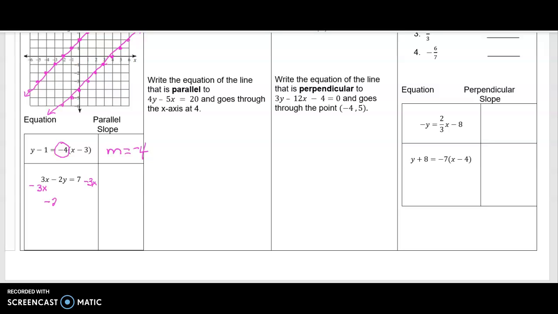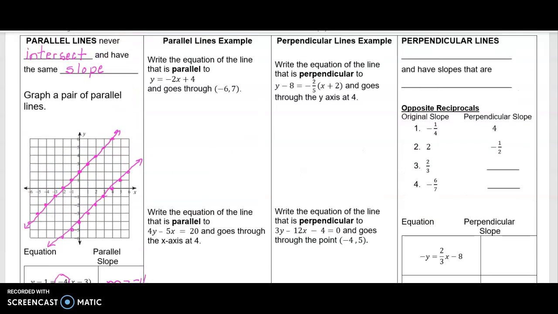So I have -2y to drop down, and on the right side, the -3x and the 7 are like oil and water. They don't mix. We'll divide everything by -2, and we end up with y equals positive 3/2 x minus 7/2. So the slope on this one is positive 3/2. A parallel line would have the same slope. Okay, let's look at the next example.